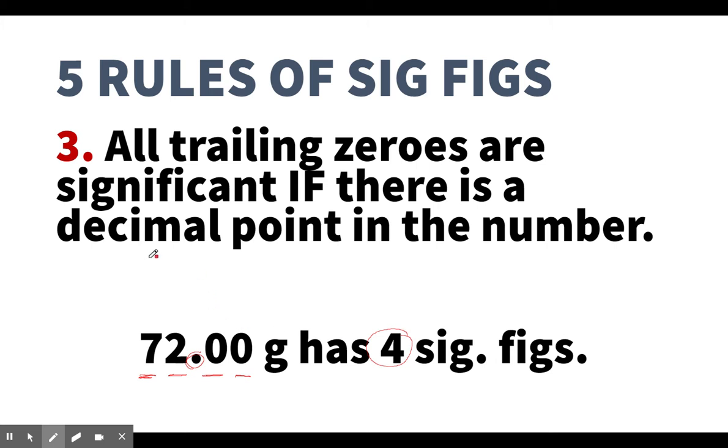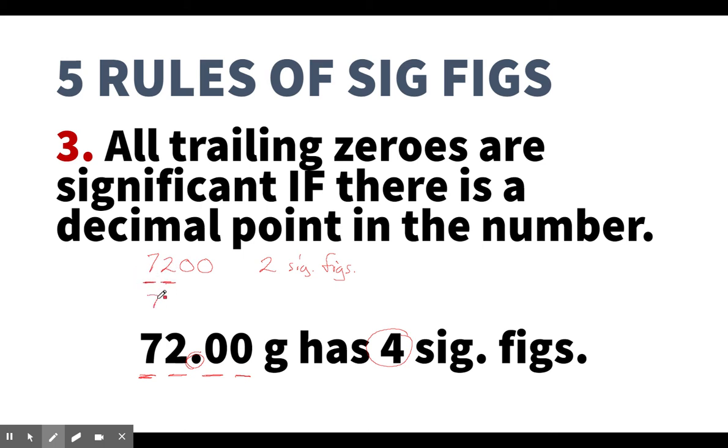But what if the number was 7,200? Well, in that case, the 7 and the 2 are still significant. But these 2 zeros, these are trailing zeros. There's no decimal in this number. And so they are not significant. This only has 2 sig figs, which, if you haven't caught on, is the abbreviation for significant figures.